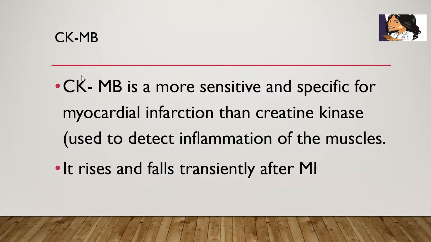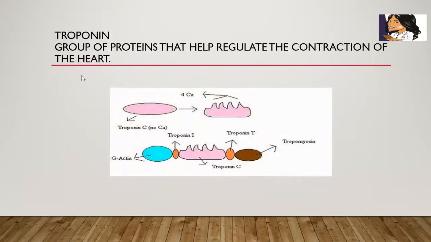So CKMB. You're going to see them. The physician is going to ask for this lab because it is a more sensitive and more specific value for myocardial infarction. It's more specific than the CK. It rises and falls after an MI. So you're definitely going to see the CKMB because it's more specific and more sensitive for myocardial infarction. So the physician will order that. And of course, they're going to order the troponin.